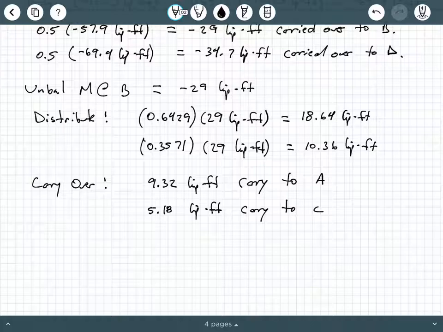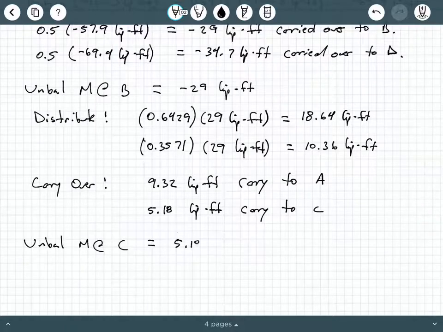Well, now C is out of balance, so we need to perform a similar calculation on C. The unbalanced moment at C equals the 5.18 kip feet. So let's distribute.